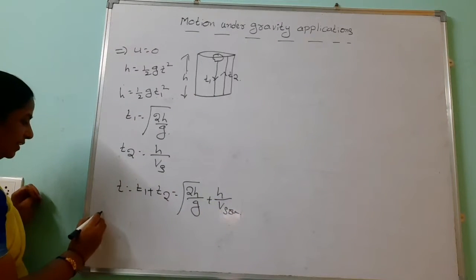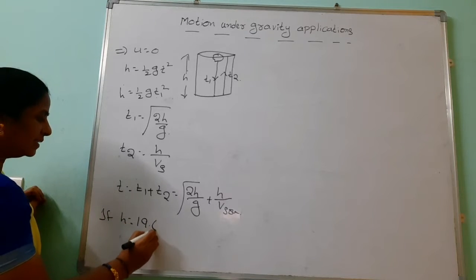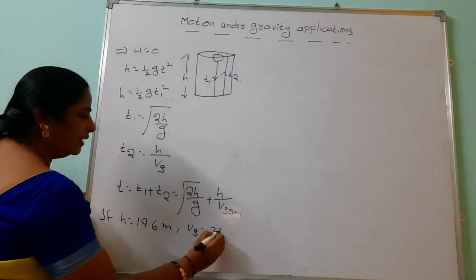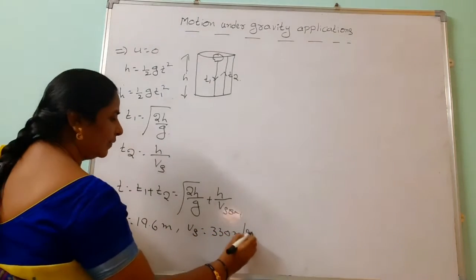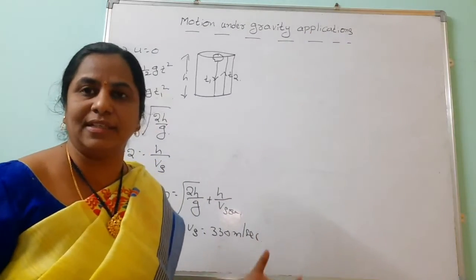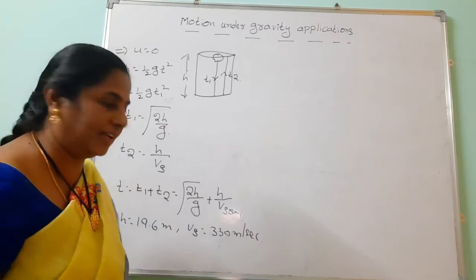We are doing one question here. If H equals 19.6 meters, then velocity of sound we take as 330 meters per second. Sometimes they won't give it; sometimes they will mention 330 to 340 meters per second. Based on that, we should do this simplification.